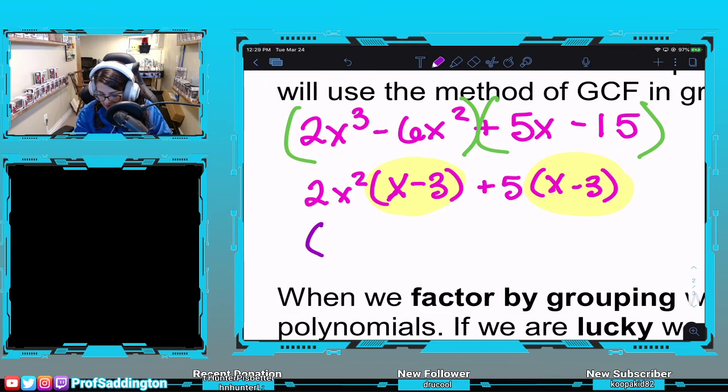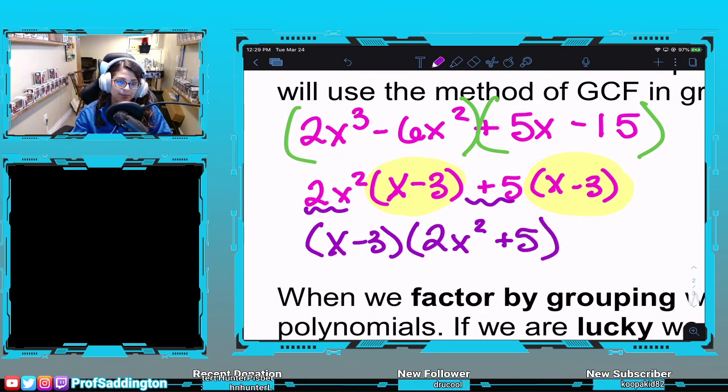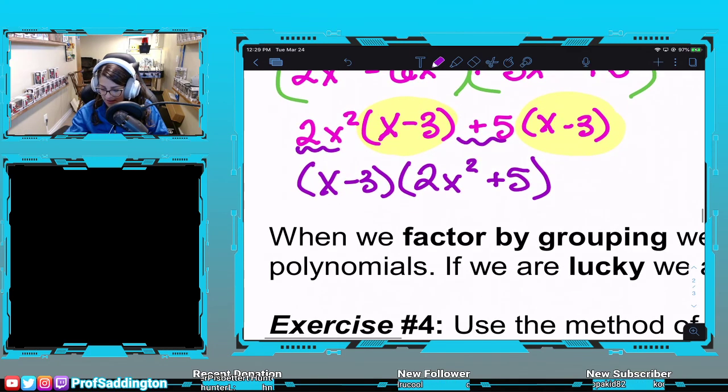So that GCF, that x minus 3, comes out front. And then the leftover pieces get brought down: 2x squared plus 5. Bam! Factor by grouping. Very good. All right, we got 2 more examples to do together, and then you're free to do your homework, which again is going to be due on Thursday.